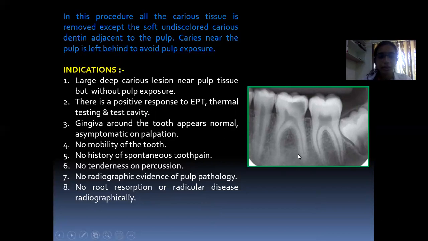So, indications for indirect pulp capping are a large, deep carious lesion near the pulp, but without pulp exposure. The tooth shows a positive response to electric pulp testing, thermal testing, and test cavity. The gingiva around the tooth should appear normal and asymptomatic on palpation. There should be no mobility of the tooth, no history of spontaneous pain, no tenderness on percussion, no radiographic evidence of pulp pathology, no root resorption or radicular disease radiographically.